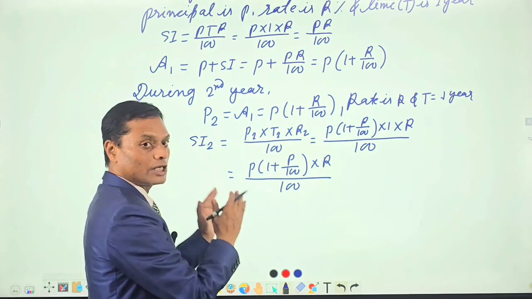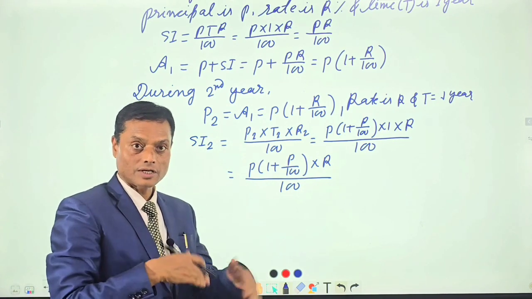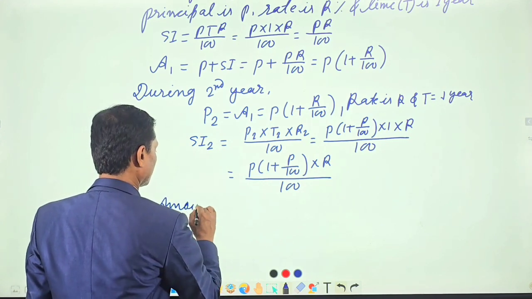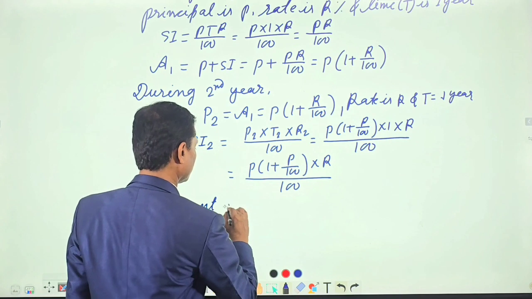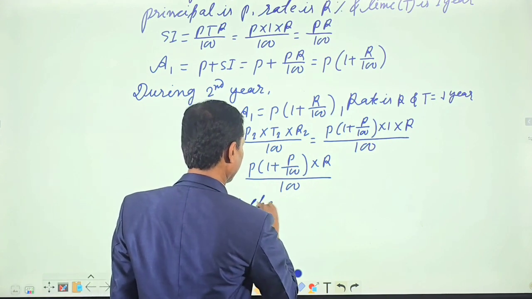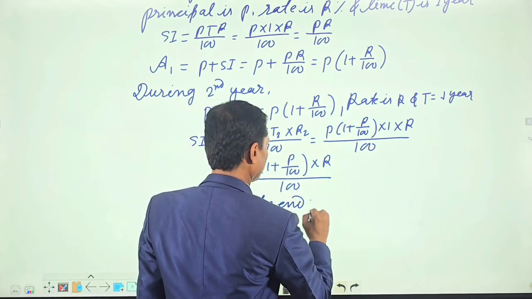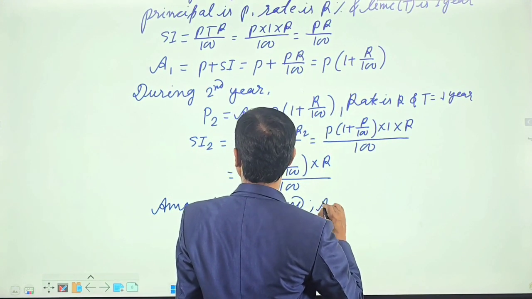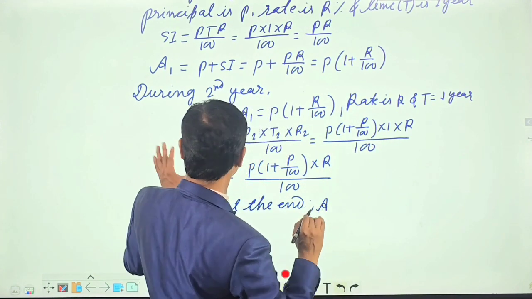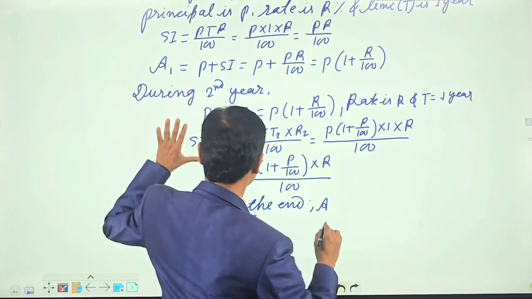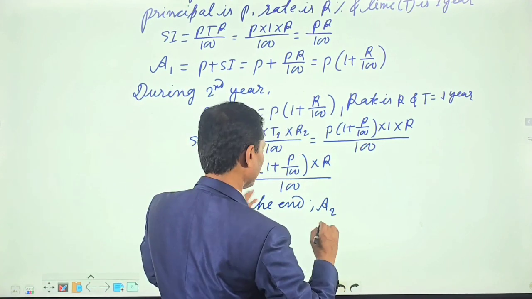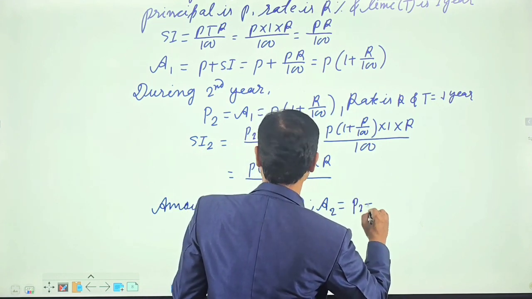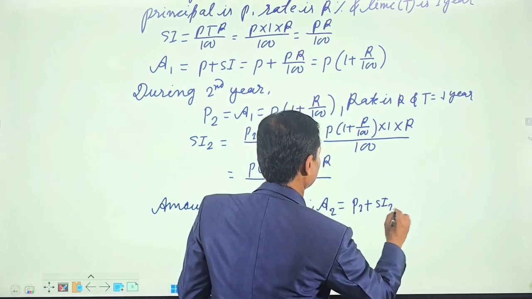And when it's added to the principal, that becomes amount. So we can write here amount at the end, right? I write here A2. At the end means A2 equals, I write here P2 plus SI2, isn't it?